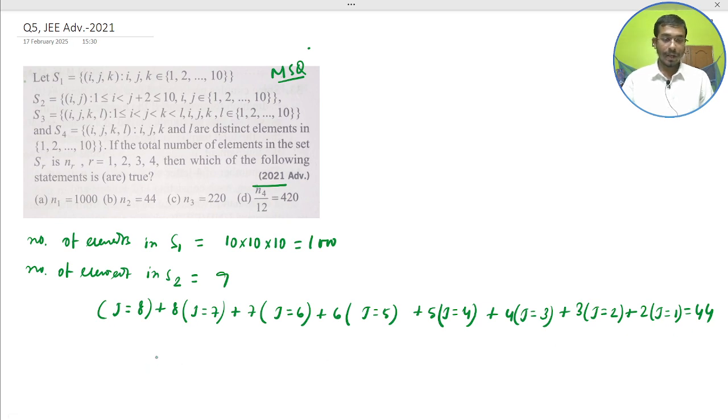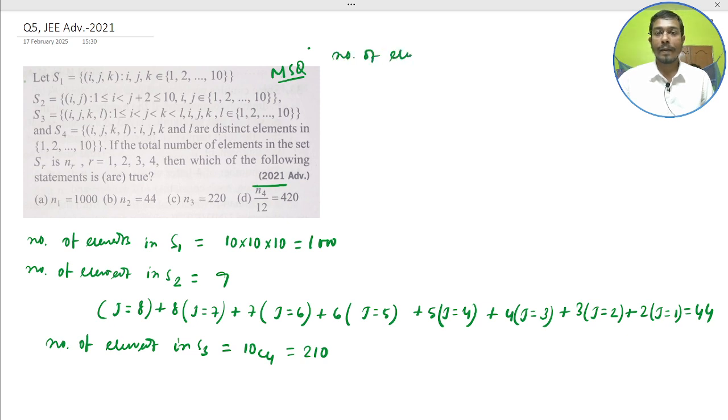So the number of elements in S3 is what? 10C4, this is 210. And you have to find the number of elements in S4. Now, the number of elements in S4 is what? 10C4 into 4 factorial. This is equal to 210 into 4 factorial, and after calculation it becomes 5040.